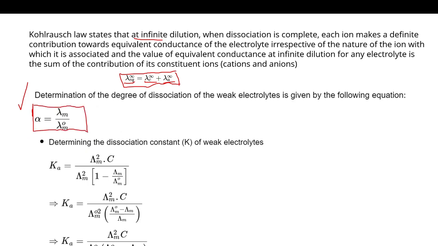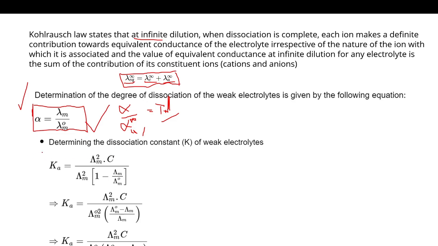So if it is directly proportional, then it should be alpha divided by alpha at infinity, right? The degree of dissociation at infinity, which gives you lambda m divided by lambda naught m. What is important is that the degree of dissociation at infinity is taken as 1. That's why the formula becomes alpha equals lambda m divided by lambda naught m. So this formula is very important for solving our question.